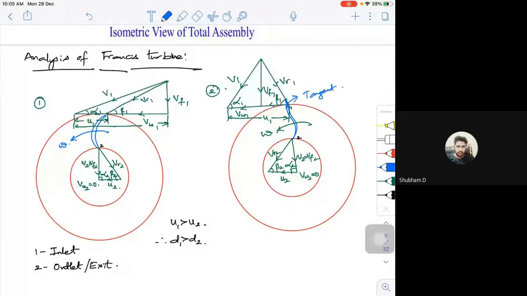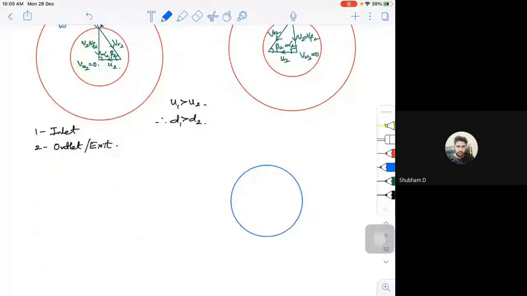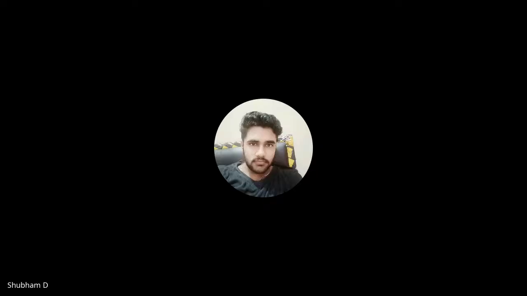Beta 1 is the blade angle. See how beta 1 is measured. Suppose this is the hub, or whatever it may be. If I try to draw a tangent to it, I measure the blade, for example, this blade I have.